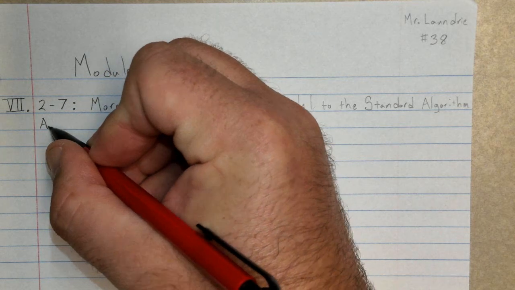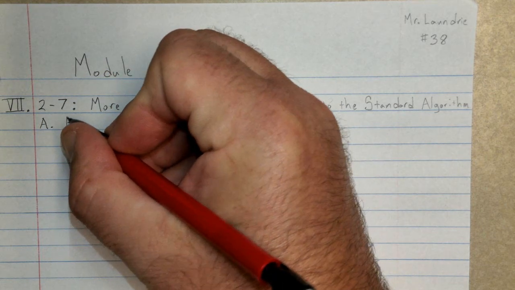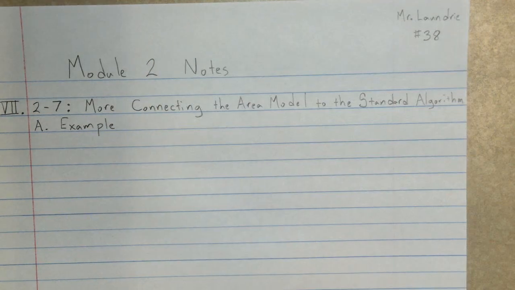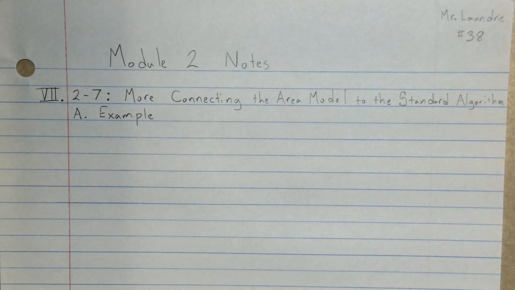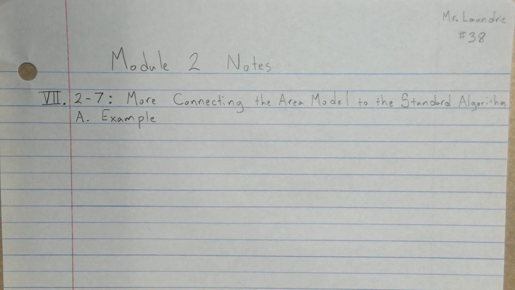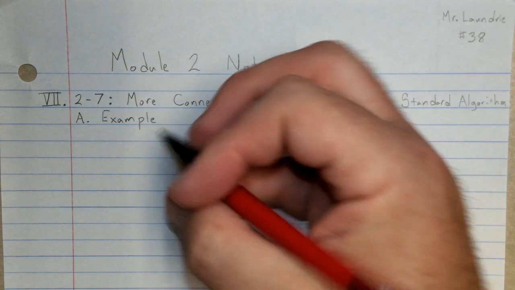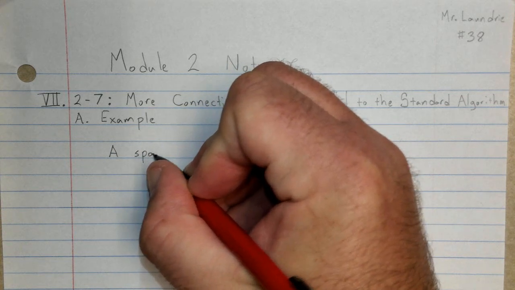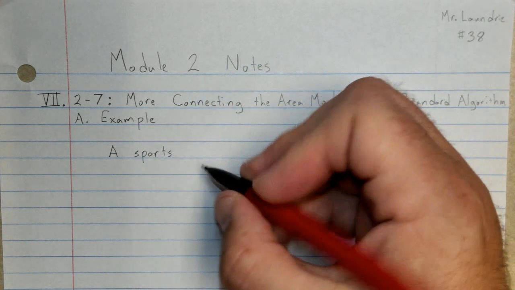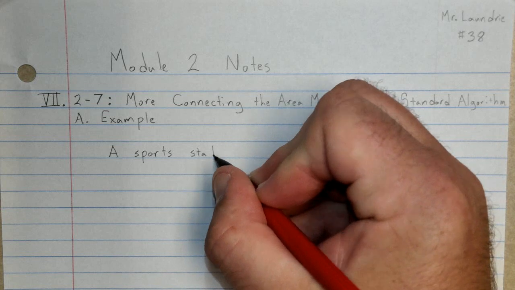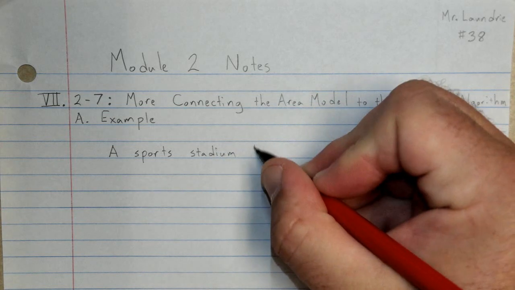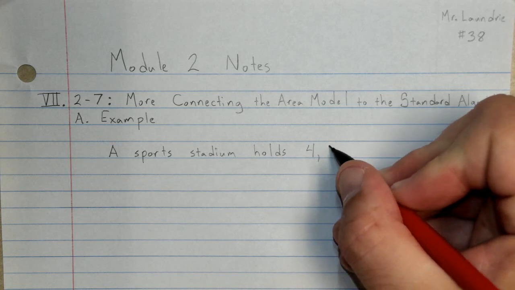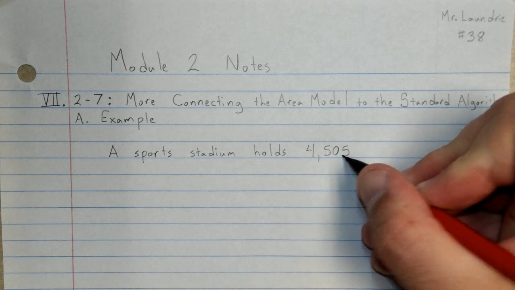Just like with 2-6, we're going to dive right in and do an example. I am going to give you a little bit of a word problem, though, so I would like you to copy this down. Again, if you need to pause the video, make sure you do that. A sports stadium holds 4,505 people.